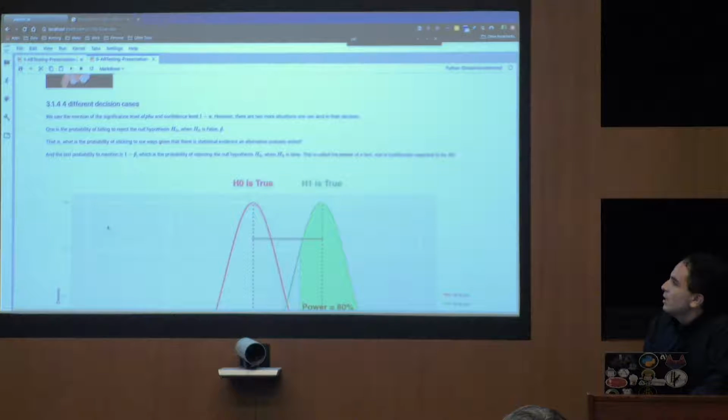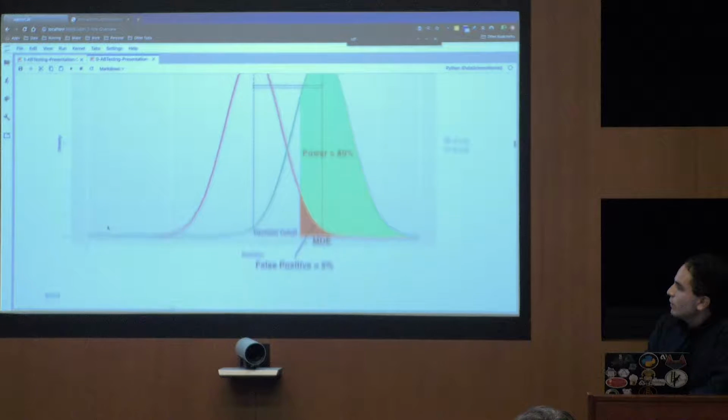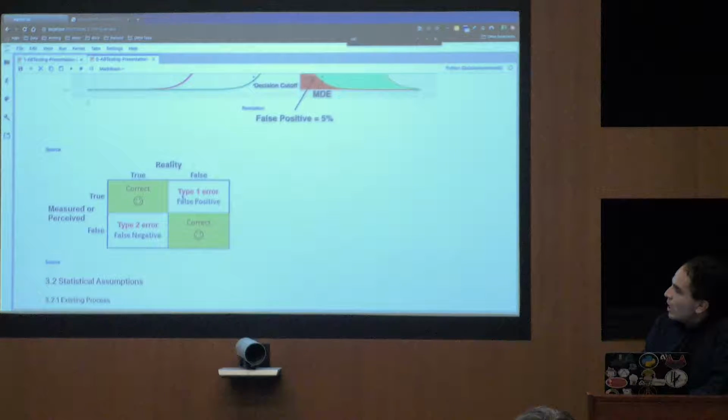Here are some different cases of what would be the reality versus what you would decide in your A/B test. There are 4 different types of cases. I'll come back to the visualization real quick. But we have a type 1 error, where we say something was true in reality, but that wasn't the case.